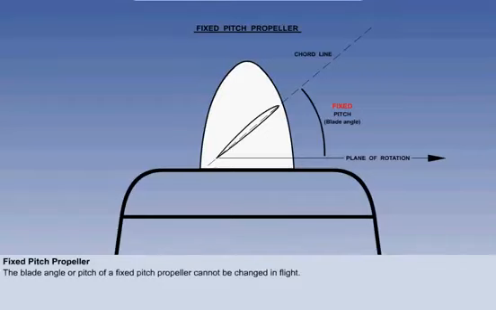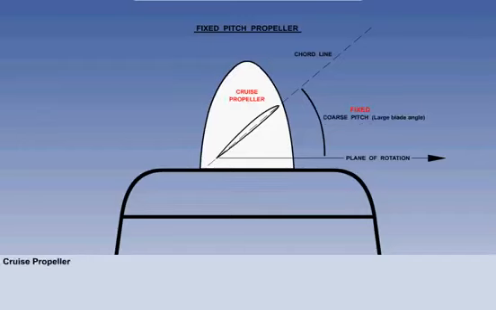We'll now examine a fixed-pitch propeller, the type of propeller fitted to the majority of small single-engine light aircraft. As its name suggests, the blade angle cannot be changed. There are two types of fixed-pitch propeller, the first of which is the cruise propeller. A cruise propeller has a large blade angle to give maximum efficiency at the cruising speed of the aircraft. A large blade angle is called coarse pitch.